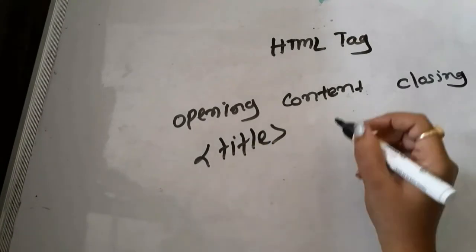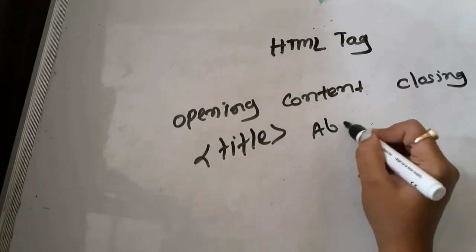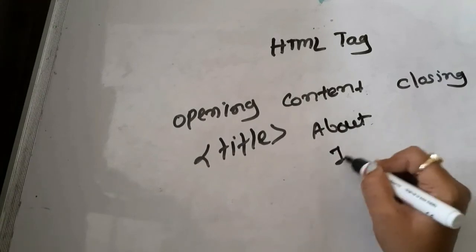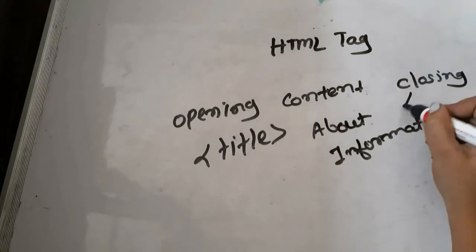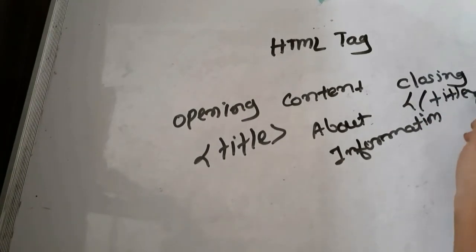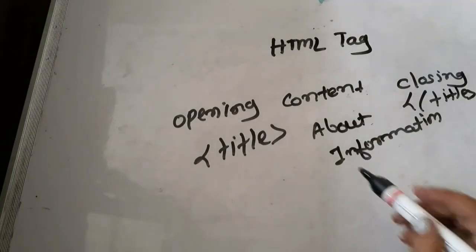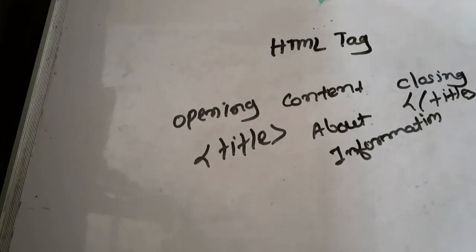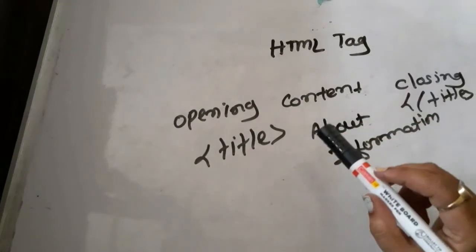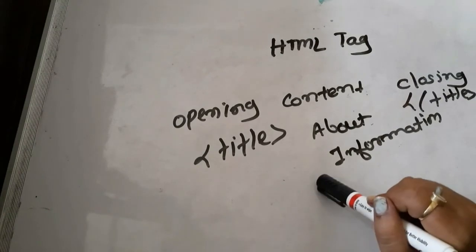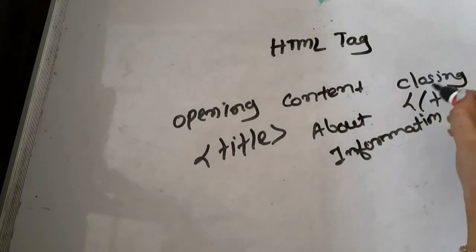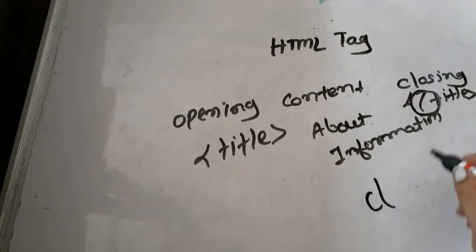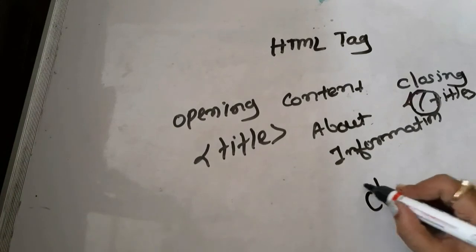The title is about the information, then /title. In the form of the elements of the HTML code, the closing tag is preceded by a forward slash. They are also used with a forward slash. The closing tag uses a slash, or forward slash.